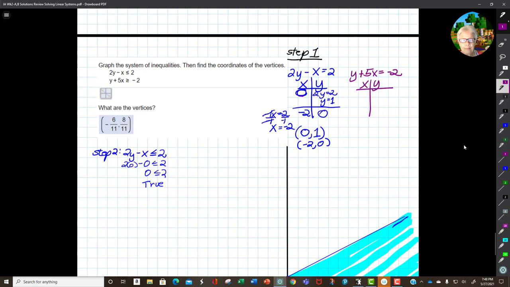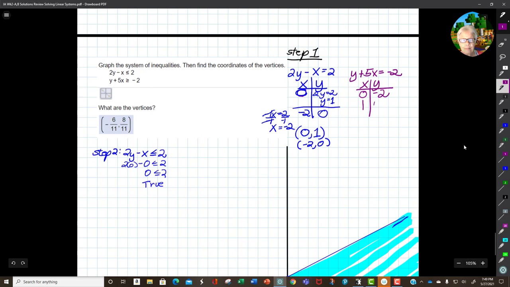Okay, if x is 0, that's easy. We'll have 5 times 0 is 0, so y equals negative 2. What's not so easy is, if I let y equal something, how do I know that x will go into it evenly? No, that's not going to work. What we're going to have to do is use x for both numbers. So how about x equals 1?